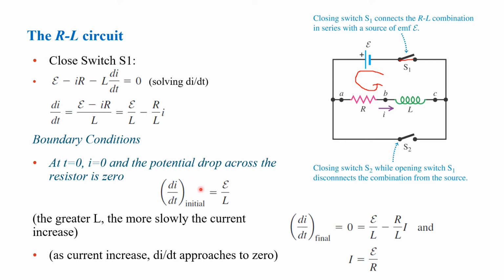So again, at time equals zero, there's no current yet because your inductor here resists the sudden change of your current. But as your current increases, as time goes by, this change in current dI over dt approaches zero, and then your circuit can now attain the maximum current possible, which is equal to epsilon over R.